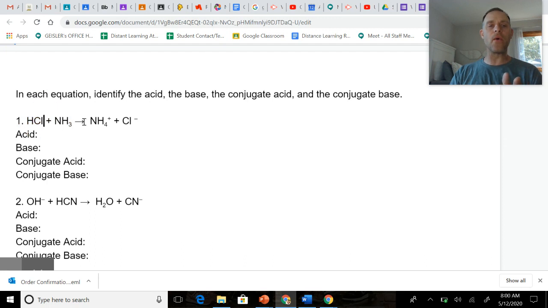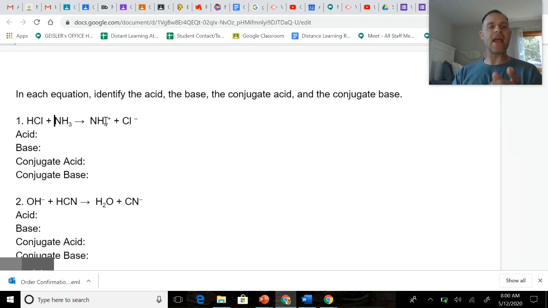What comes out is a change in H plus. One of these two reactants on the left is going to donate an H plus. One of them is going to borrow an H plus. And remember, B borrow, B base. So I look at HCl and NH3.